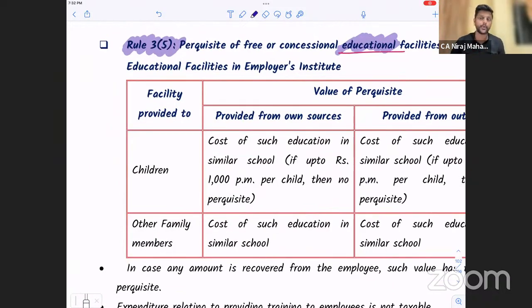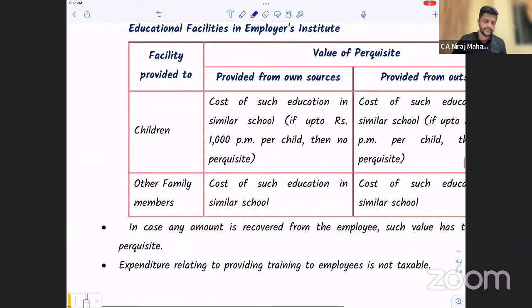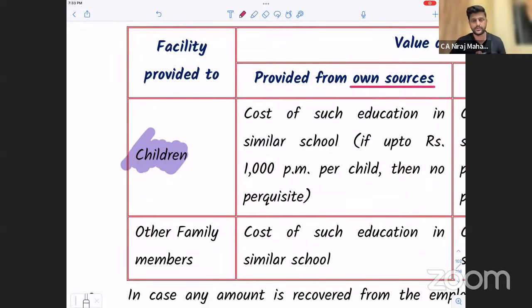Education facility in employer's institute. Okay, check here. Facility whether provided to children or the employee, obviously. Provided from own sources. Now you will tell me, what do you mean by own sources? Self. Own sources means whose school? Employer's own school or college. Clear? Then it is own school or college. Yes, clear.